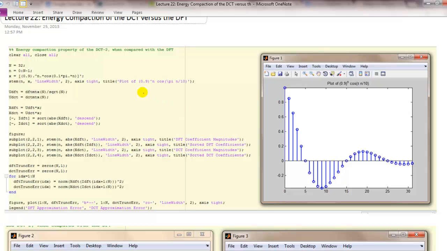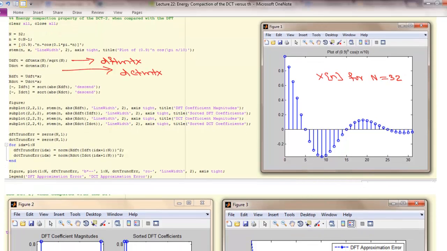This is a little MATLAB script. You can take a look at it later to see how it was generated, but for the DFT, I just used the dftmtx command of MATLAB, and for the DCT, I simply used the dctmtx command. So this is what the signal looks like, x of n, for capital N equal to 32. And this is a sinusoid which is decaying with time.